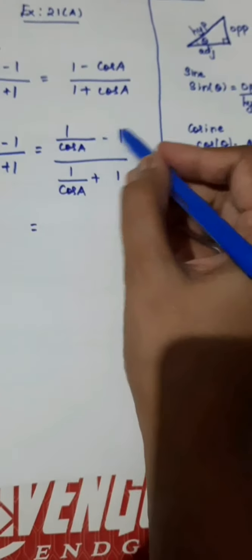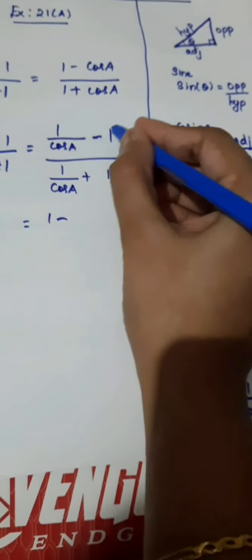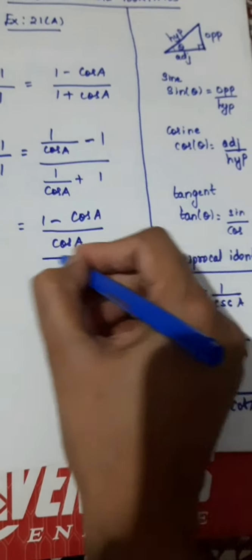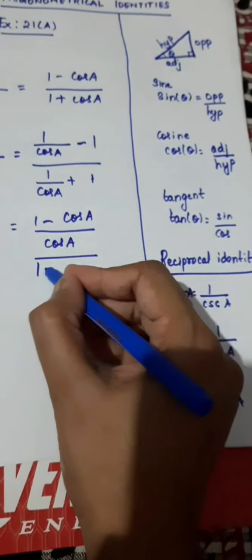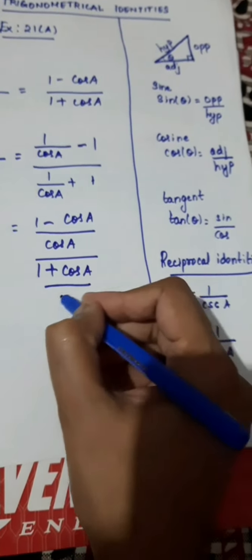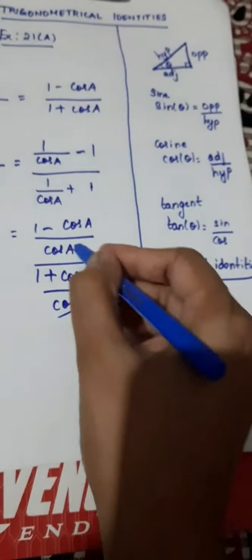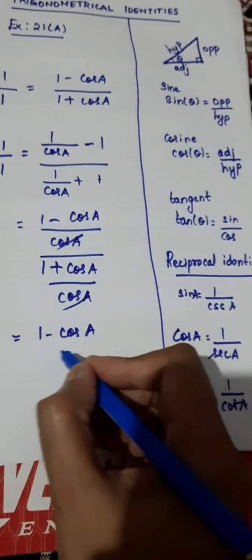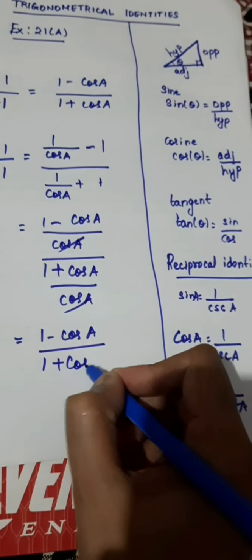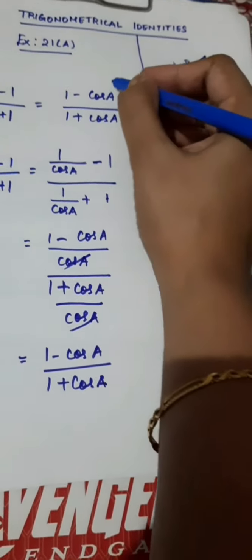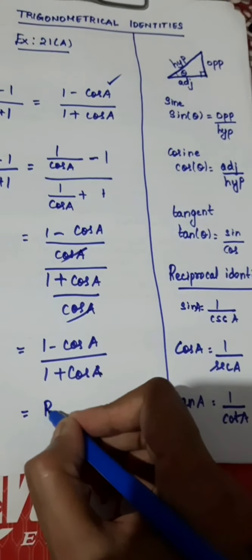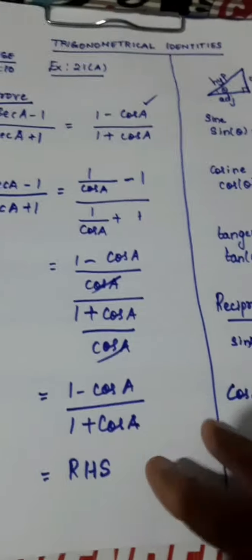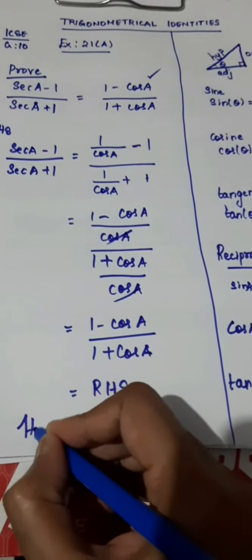Just by taking LCM, (1 minus cos A by cos A) by (1 plus cos A by cos A). Both cos A we can cut. So the answer is (1 minus cos A) by (1 plus cos A), which is the same as RHS. Hence, this is a proof. So hence proved. We need to write that at the end.